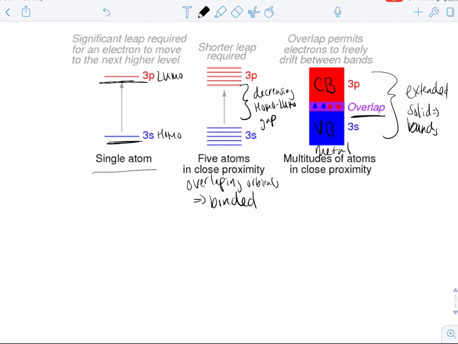Now, we're going to look at different size band gaps. So we've already looked at metals. We've kind of exhausted that already from a previous lecture. But today we're going to look at extended solids that actually have band gaps. And we're going to look at binary and atomic.